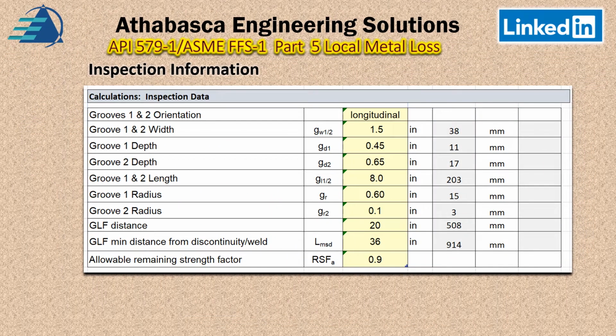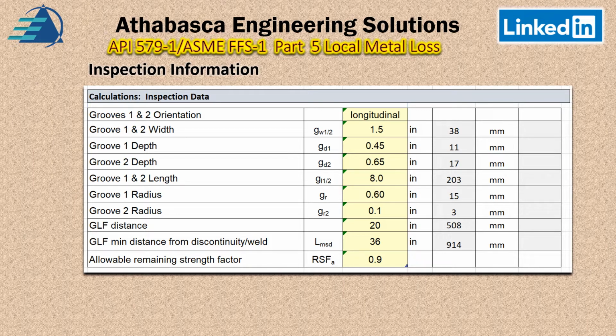After we've analyzed the data received from the operating conditions and so on, we have to really look in depth at the inspection information and get that organized. Recall that we had 2 types of grooves, so we've organized them. The orientation is in the longitudinal direction along the vessel.